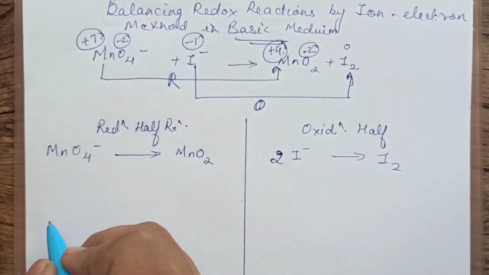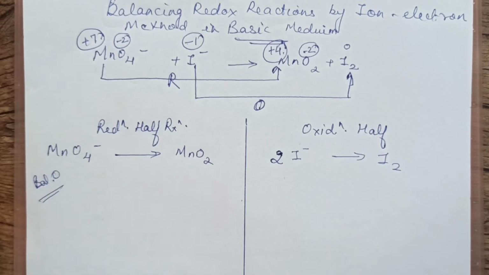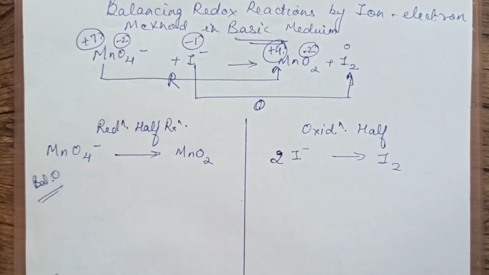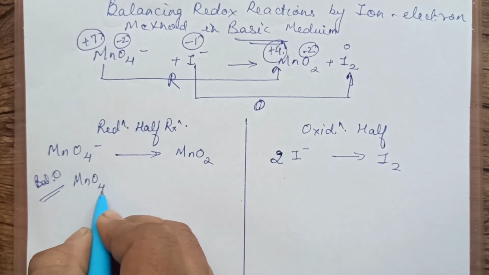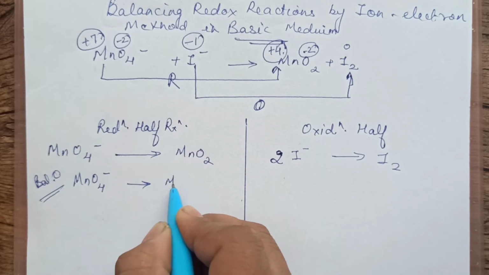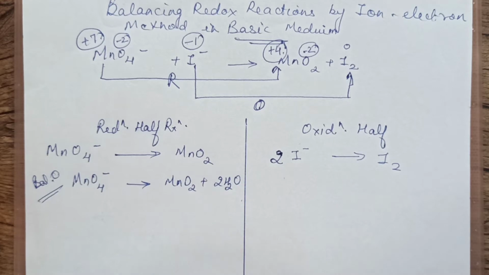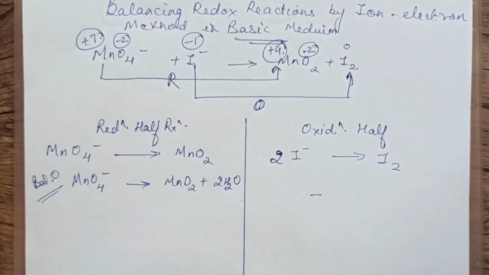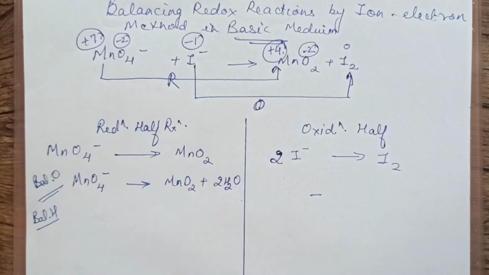How do we balance oxygen? Same method. You balance oxygen by adding water to the deficient side. How many oxygens on the left hand side? 4. Right hand side 2. So 2 less on the right hand side, so you will write 2 water molecules on the right hand side. As many are less, that many water molecules you add on the right hand side. Clear? In the oxidation half there is no oxygen, so that equation will be the same. No change.